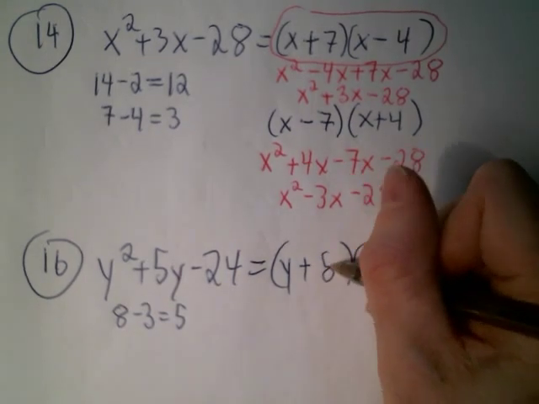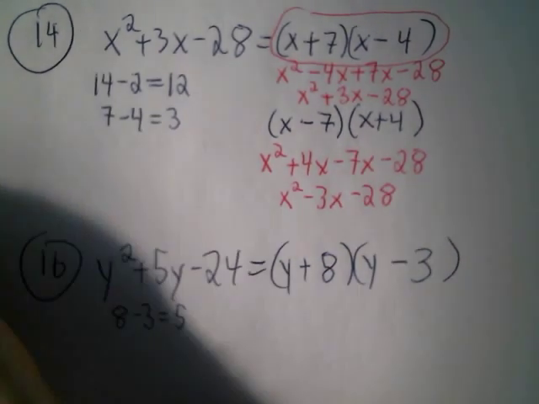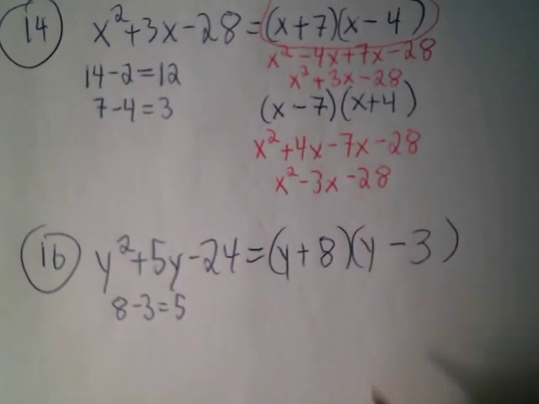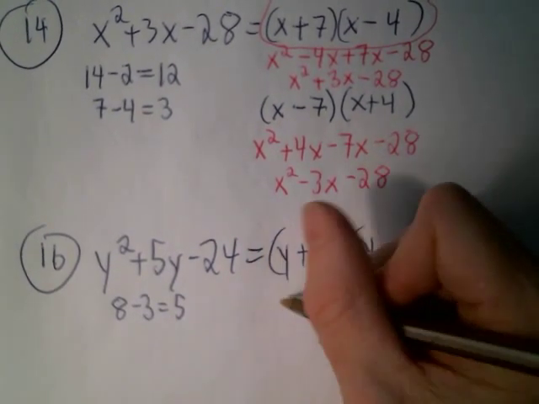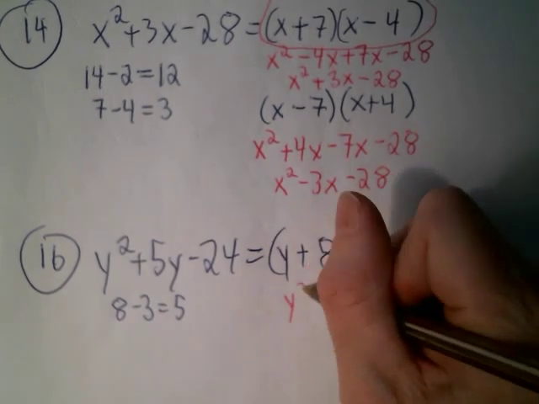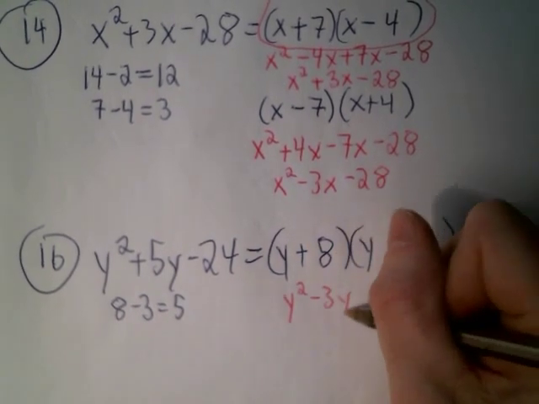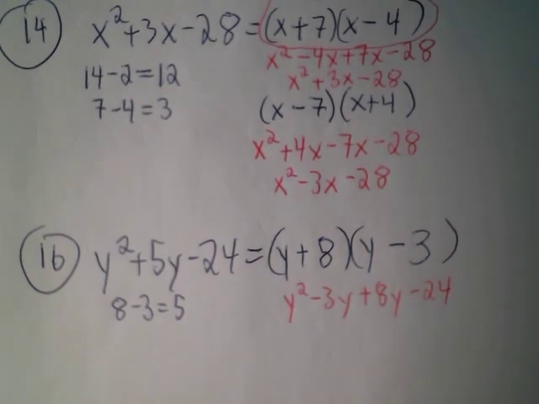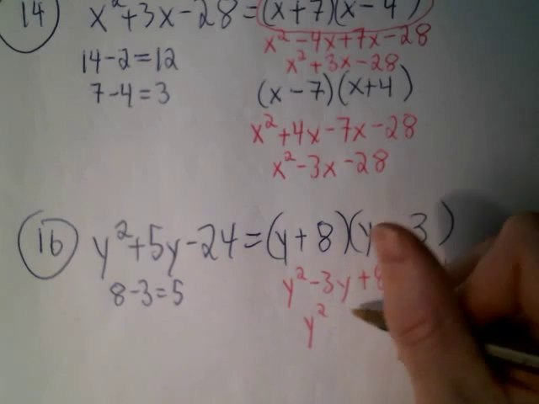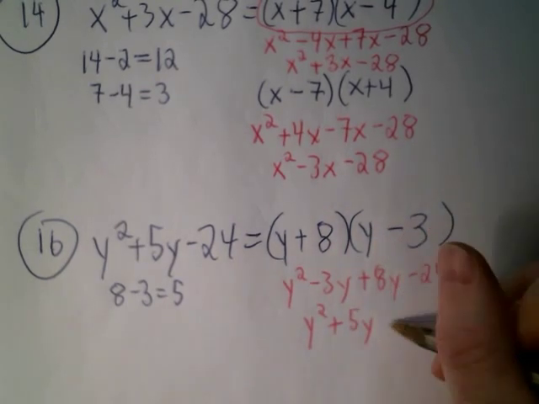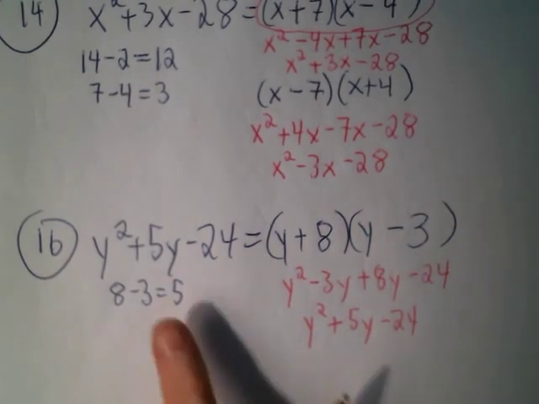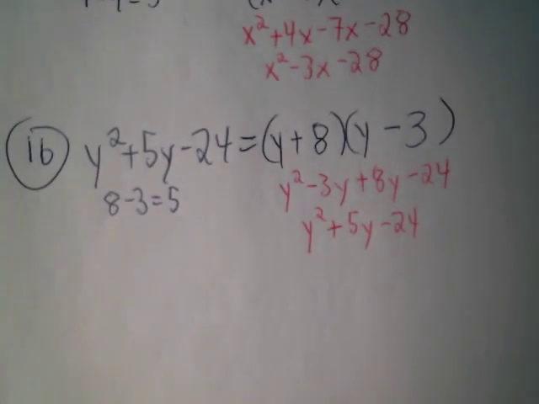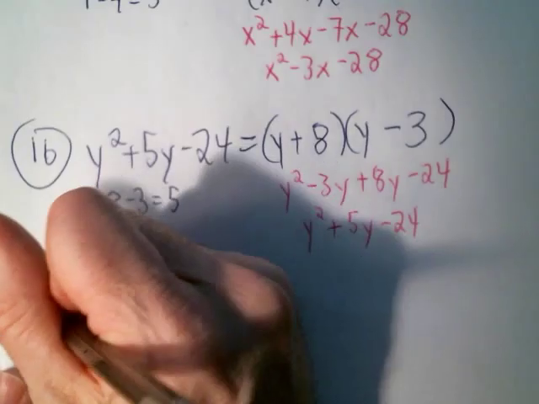Check it in your head just to make sure you got the right version. So I have y squared, outer minus 3y, inner plus 8y, minus 24. Combine like terms, y squared plus 5y minus 24. And oh, we got it. Yay. Okay. Let's keep going.